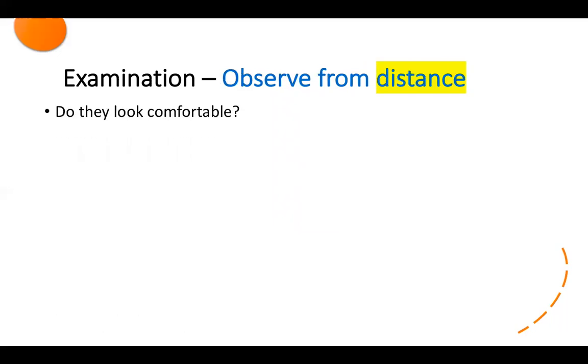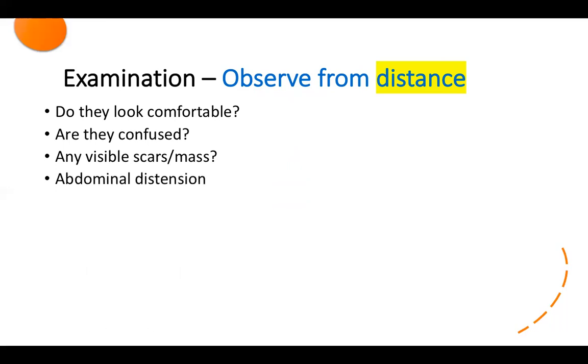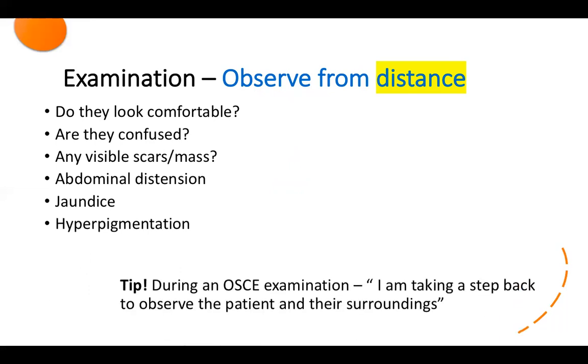When you observe from the distance, you want to see, are they generally looking comfortable? Do they look confused? Can you see any visible scars or masses? Is their abdomen distended at all? Any yellowing? Can you see any visible jaundice or any hyperpigmentation? During an OSCE exam, once you've introduced yourself and done the basics, it's good to say, I'm taking a step back to observe the patient and the surroundings. And that's when you can go through the last two slides we went through.